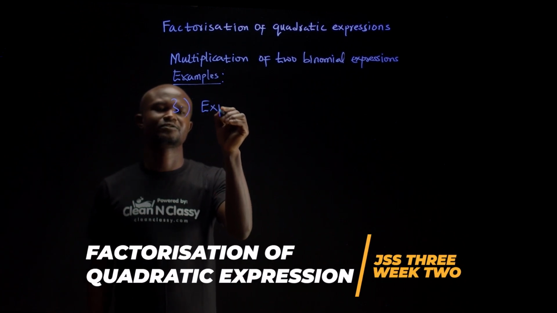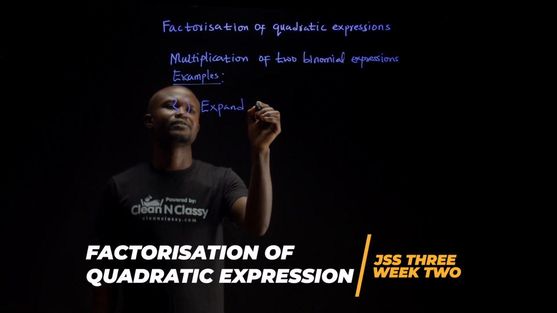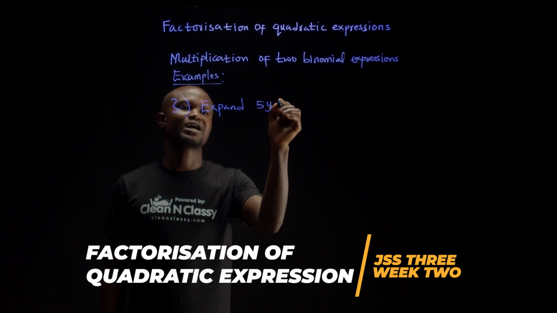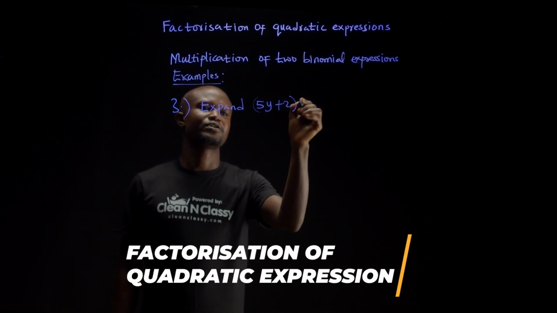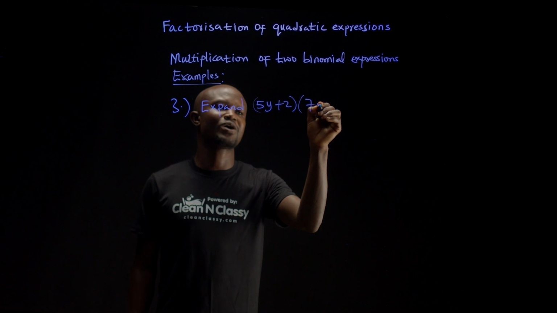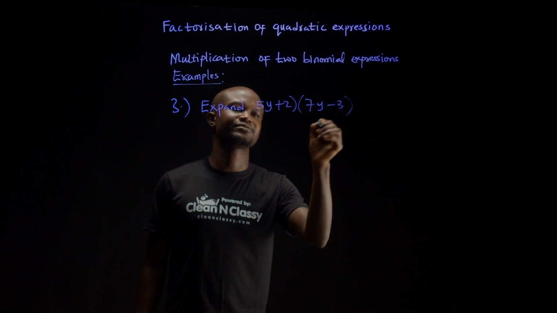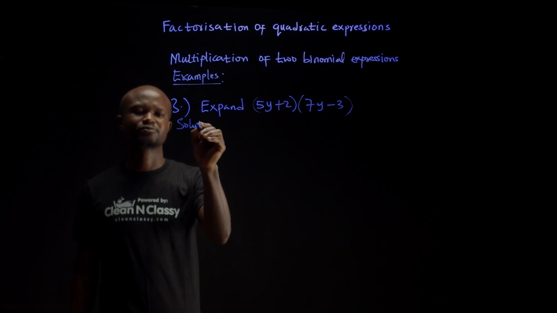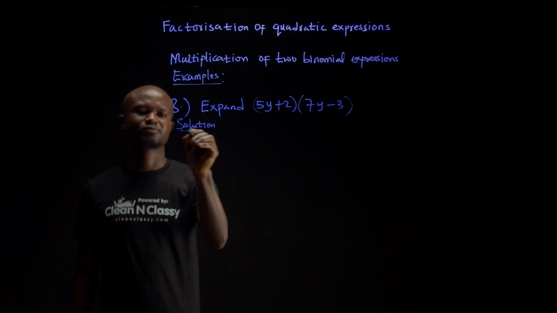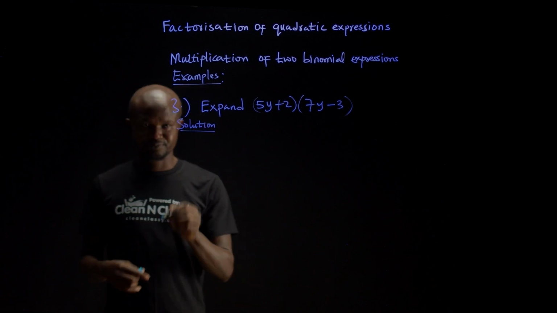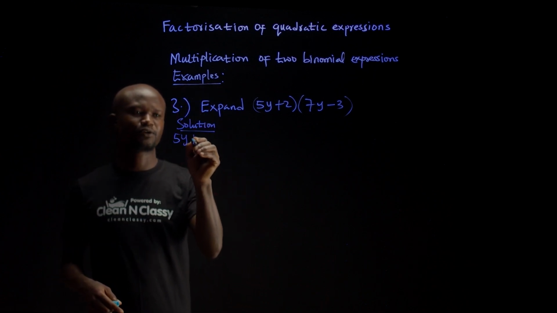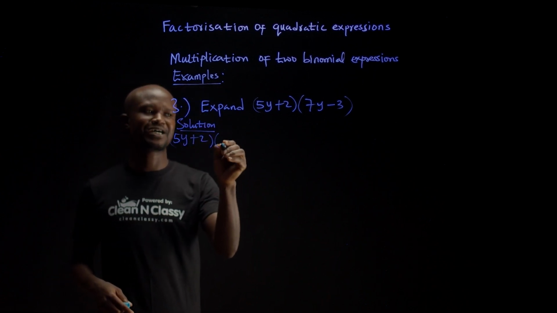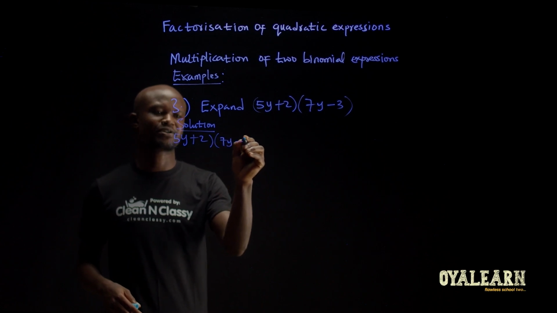Expand 5y plus 2 into 7y minus 3. Solution. Now, we have 5y plus 2 into bracket 7y minus 3.